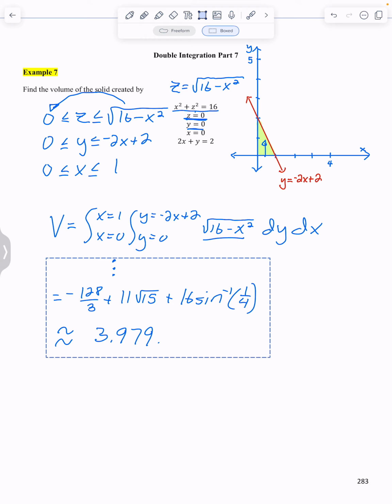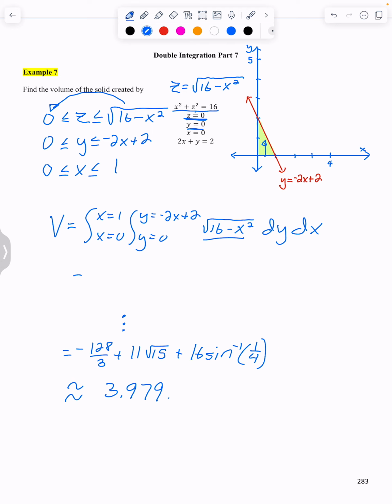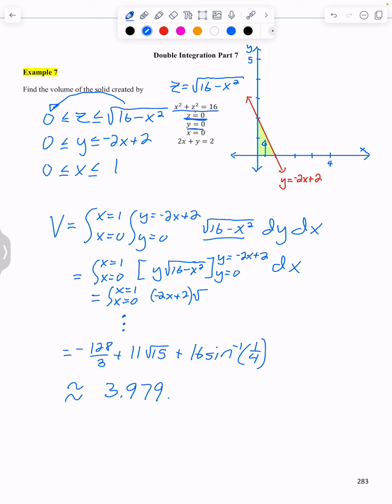If you would like to use a calculator to check, this one actually isn't bad. That's why I kept saying this is pretty straightforward, because if you use your calculator, it is pretty straightforward. There is no y in this integrand, so I'd introduce a y, the square root of 16 minus x squared, and then y runs from 0 to negative 2x plus 2, dx. Sorry for that, my dog's barking. I would plug that in, and that's going to introduce that negative 2x plus 2, so negative 2x plus 2 times the square root of 16 minus x squared dx.